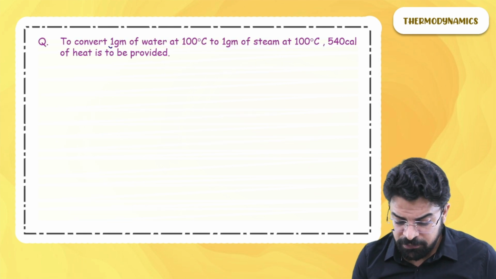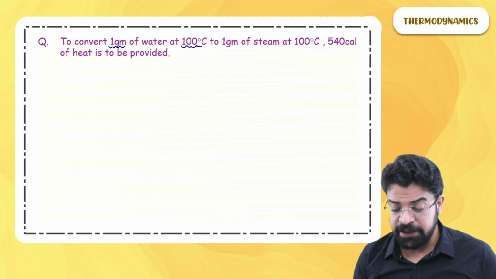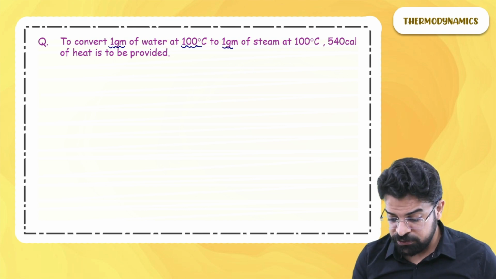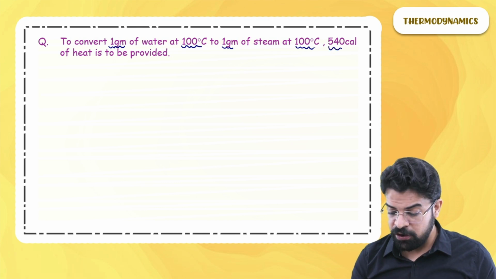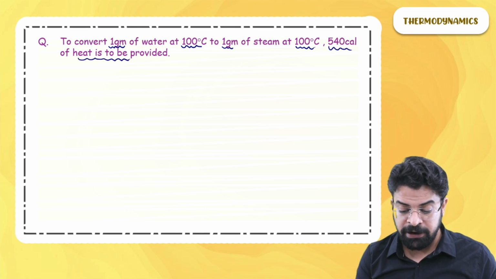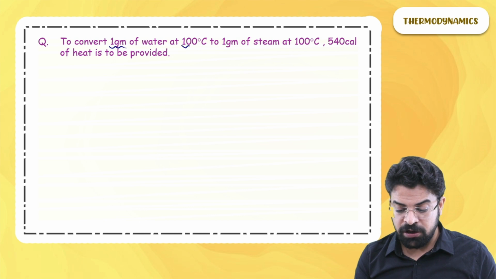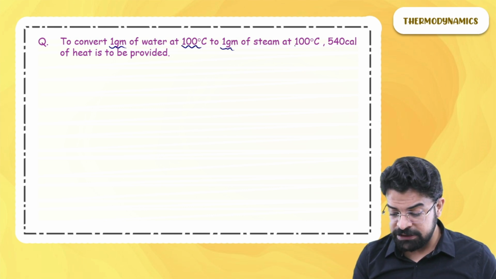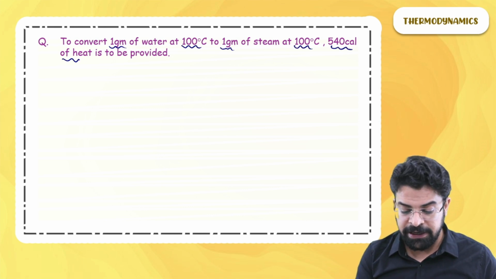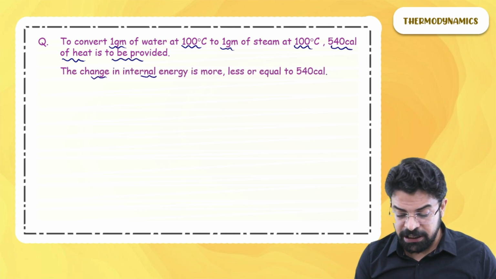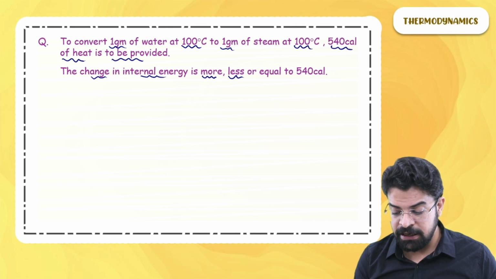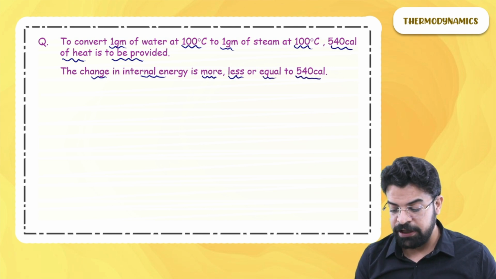So now let's move on. To convert 1 gram of water at 100 degrees centigrade to 1 gram of steam at 100 degrees centigrade, in calorimetry we have learned that 540 calorie of heat is to be provided. Question is, the change in internal energy is more than, less than, or equal to 540 calorie.